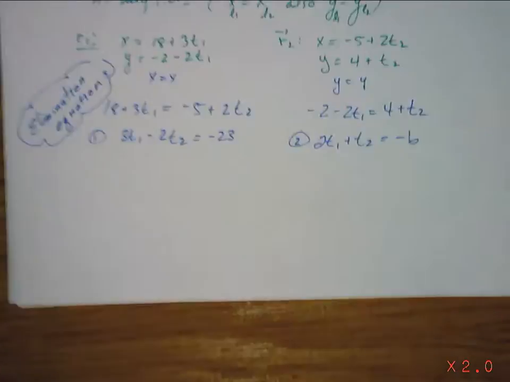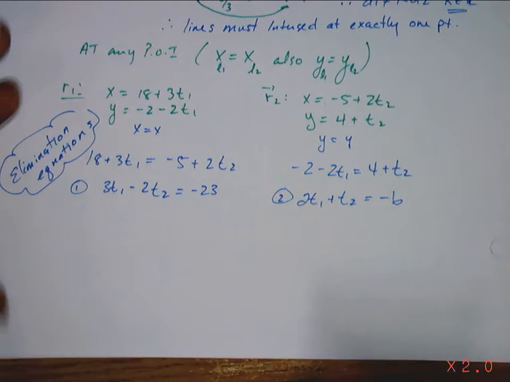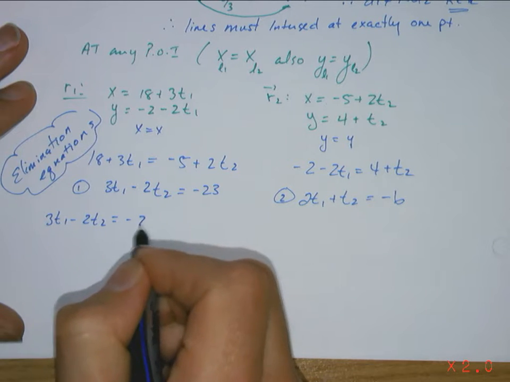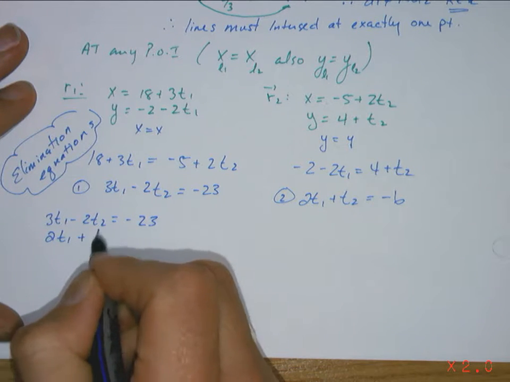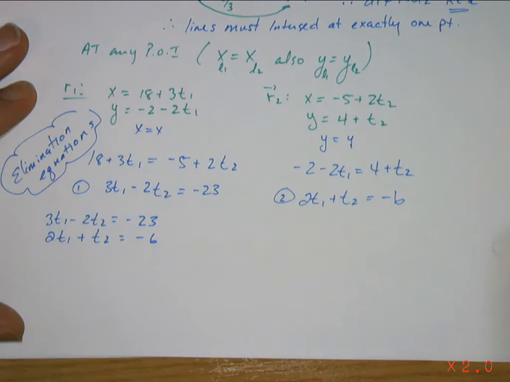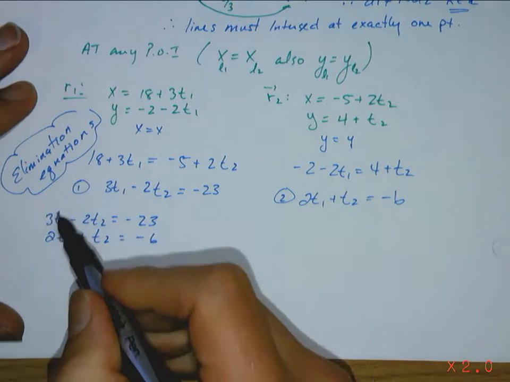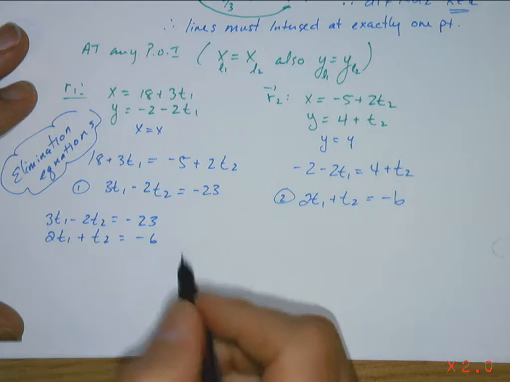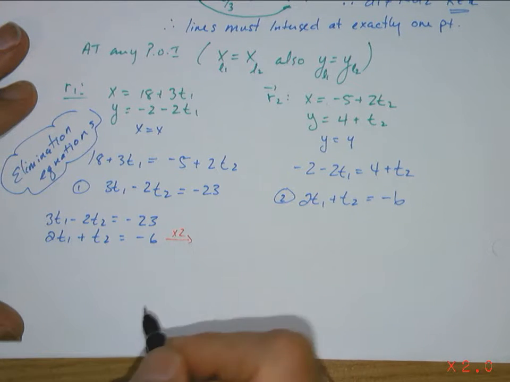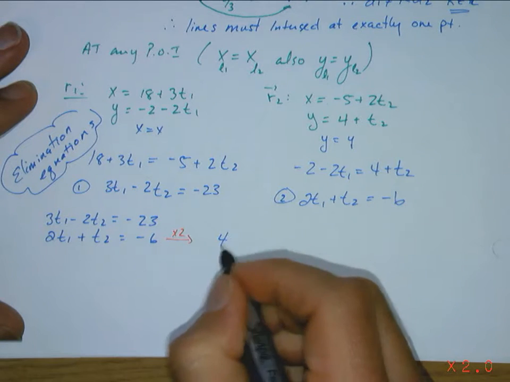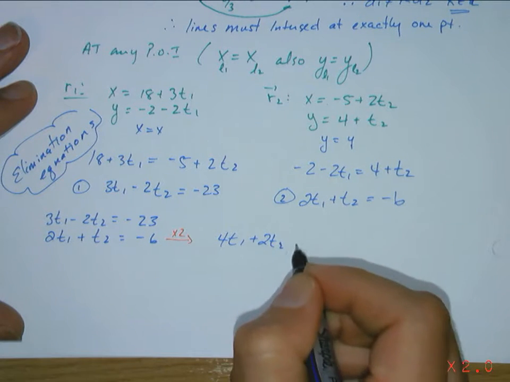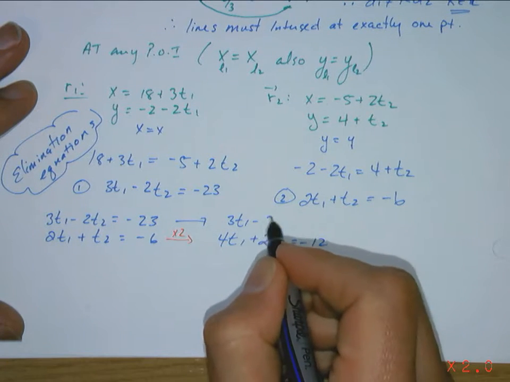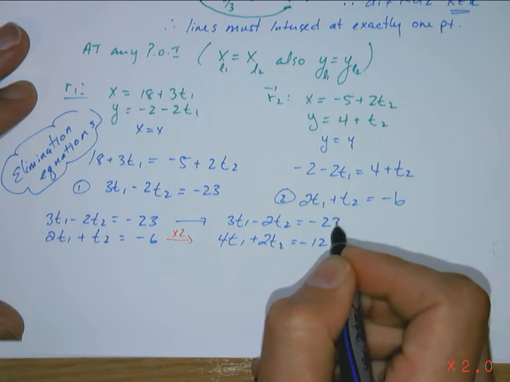I'm just going to fix the camera up a little bit so I can see the bottom of the page. So we set them up for elimination. So it's going to be 3t1 minus 2t2 equals negative 23, and 2t1 plus t2 equals negative 6. I want the coefficients here or here, I don't care which one, to match up. So I'm going to multiply the bottom one by 2. It's the easiest. That's going to leave me with 4t1 plus 2t2 equals negative 12. And on top, we didn't do anything to it, it's 3t1 minus 2t2 equals negative 23.